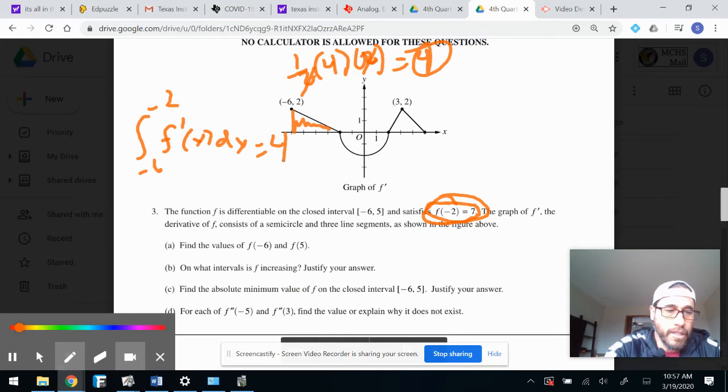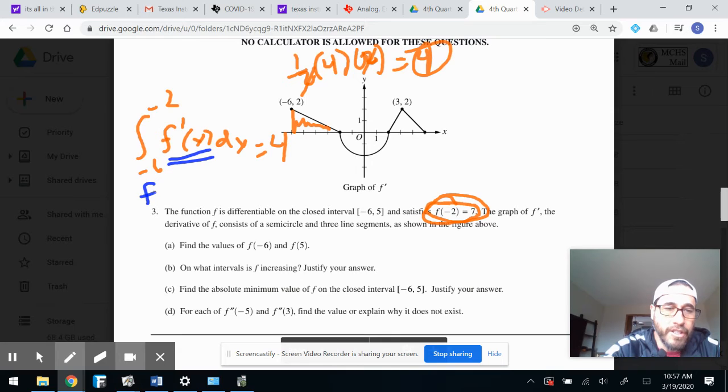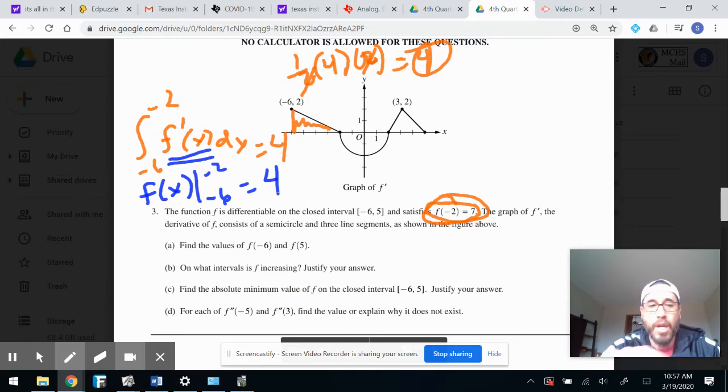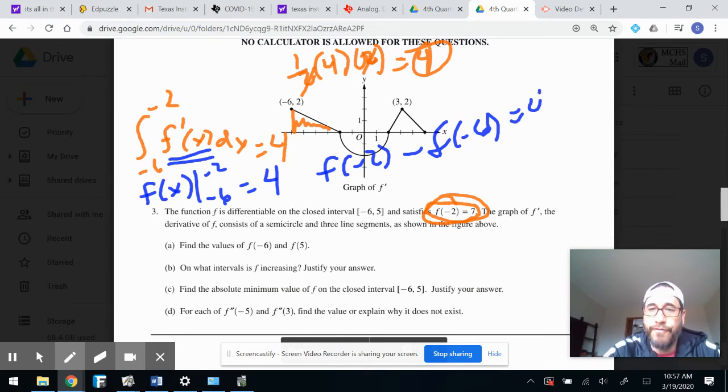So how could I use this to my benefit? Well, let's go blue. The antiderivative of that is just f of x from -6 to -2, and that's got to be equal to 4. All right, so let's plug in my value. It'll be f of -2 minus f of -6, and that's equal to 4.